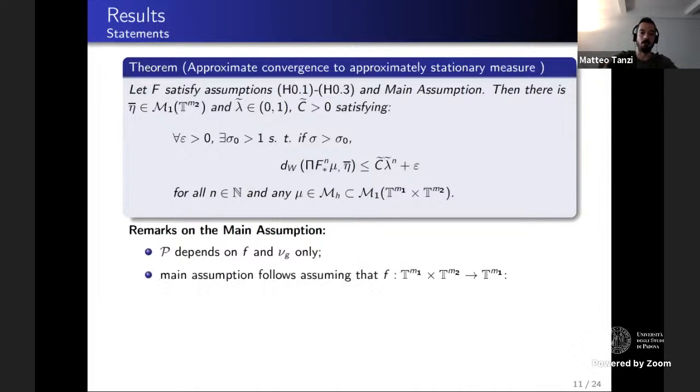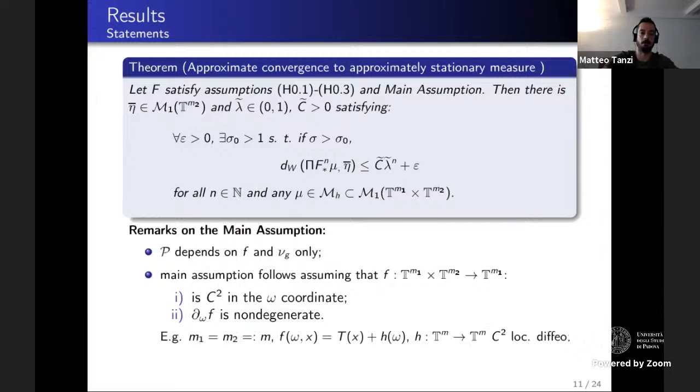Then a sufficient assumption for the main assumption to work is that the choice of F, so the way F chooses the maps according to omega, is sufficiently smooth, say C2 in the omega coordinate, and the dependence of F on omega is non-degenerate. Then this is going to imply the main assumption. One example is when M1 equals M2 equals the number M, and F omega X is given by application of a map T of x that could be anything, could be just a Lipschitz function of some kind, plus H of omega, where H is a C2 local diffeomorphism. This is an example where the main assumption holds.